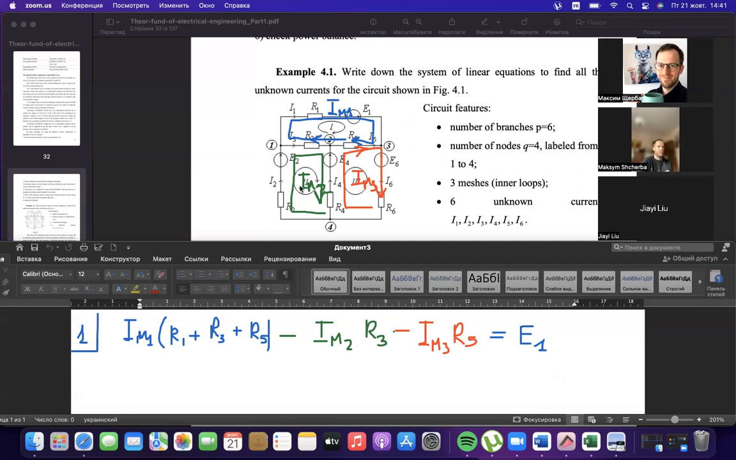For example, if we write the same equation for mesh number 2, it should be mesh current second with plus, because the main mesh is always with plus, on all 3 resistors that are in this circle: R2 plus R3 plus R4.